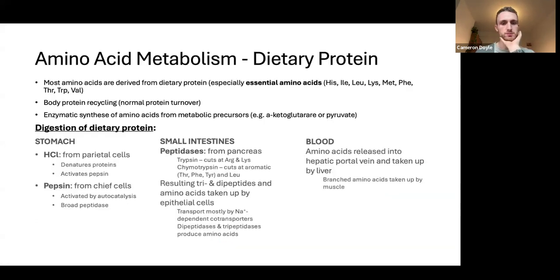Amino acid metabolism. Most amino acids are obtained from dietary proteins, especially essential amino acids, i.e. the ones that you cannot produce endogenously. Usually the more complex or cyclical ones, like phenylalanine and tryptophan, for example. Some of it comes from your body recycling its own protein, and you can also get synthesis of amino acids from metabolic precursors. So all of these pathways interlink with one another.